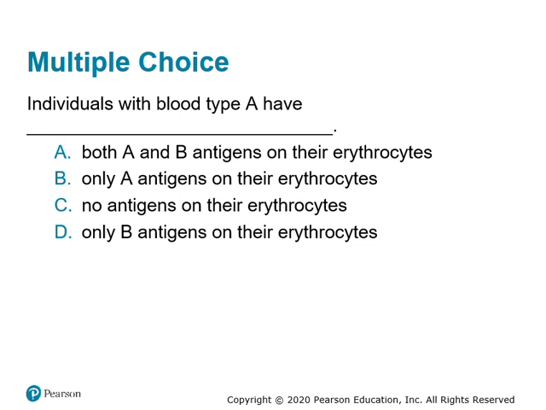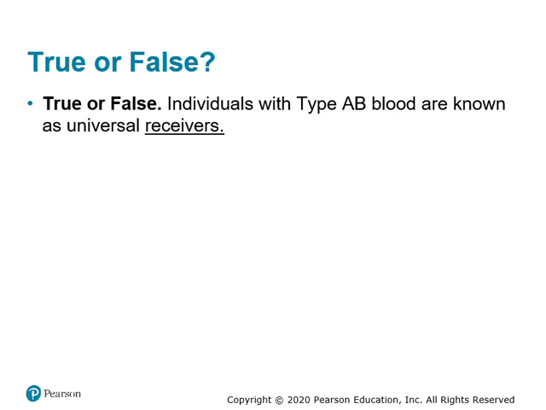All right, individuals with blood type A have, you said B, you're correct. If you're type A, you have only A antigens on your erythrocyte. If you were A positive, you would have A and Rh antigens on your erythrocyte. What about this question? True or false, individuals with type AB blood are known as universal receivers. You said true, you're correct.